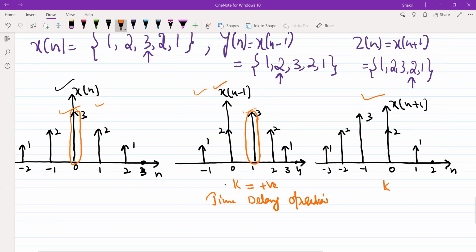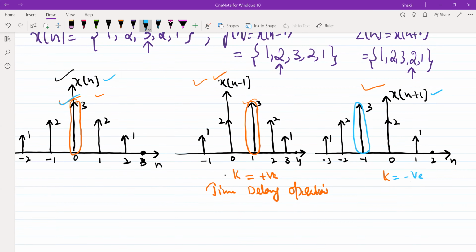All right. Similarly, let's compare the values of x of n and x of n plus 1. Now you can make the comparison of x of n and x of n minus 1 for the rest of the values. You will get the same answer. Now let me concentrate on x of n and x of n plus 1. Let me compare the same sample, means the value at n equal to 0 of x of n arrived earlier, means at n equal to minus 1 in x of n plus 1. You can check it. So when k is negative, the sample value arrives earlier in time, means in the x of n plus 1 sequence, it comes earlier as compared to the sequence x of n.